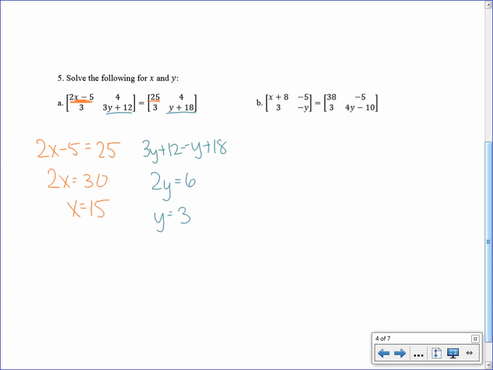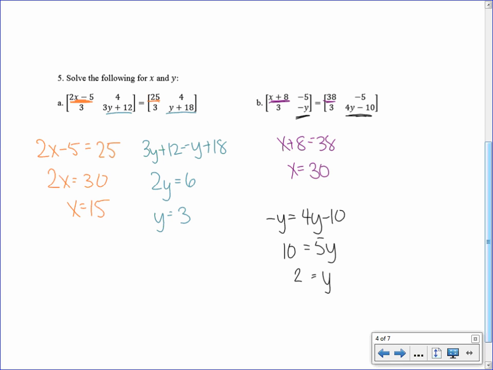And part B is going to be done the same way. These matrices are equivalent to each other, so their elements have to be equal when they're in the same place. So x plus 8 is going to be equal to the 38. So x plus 8 equals 38. So x equals 30. That was super easy. And then negative y is going to be equal to 4y minus 10. I'm going to put the y's on the right side just because it's weird. So y is equal to 2.